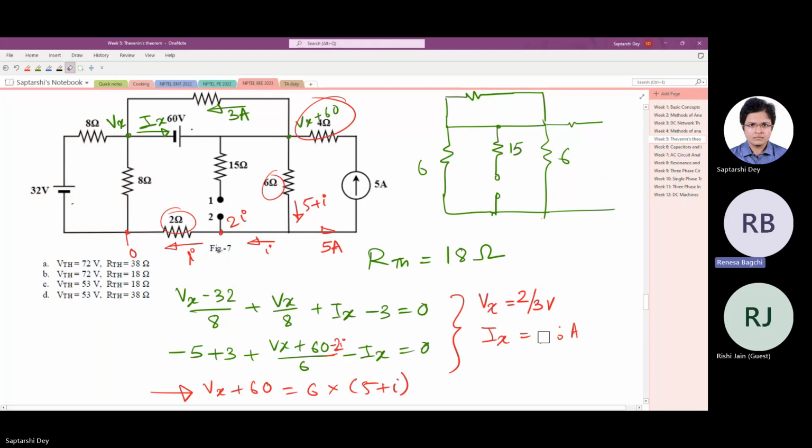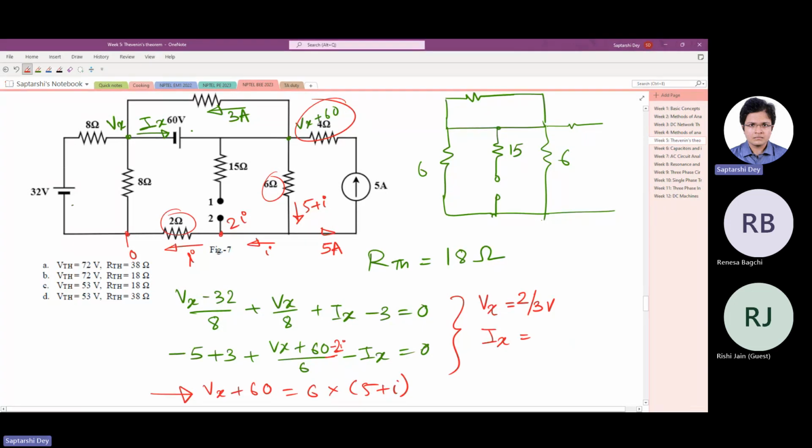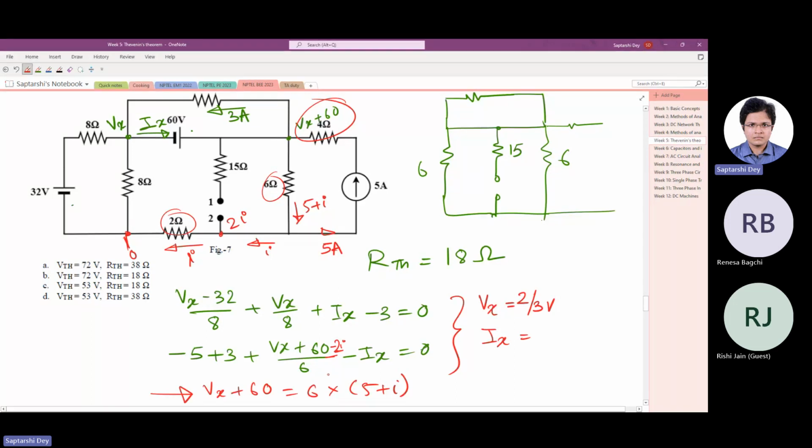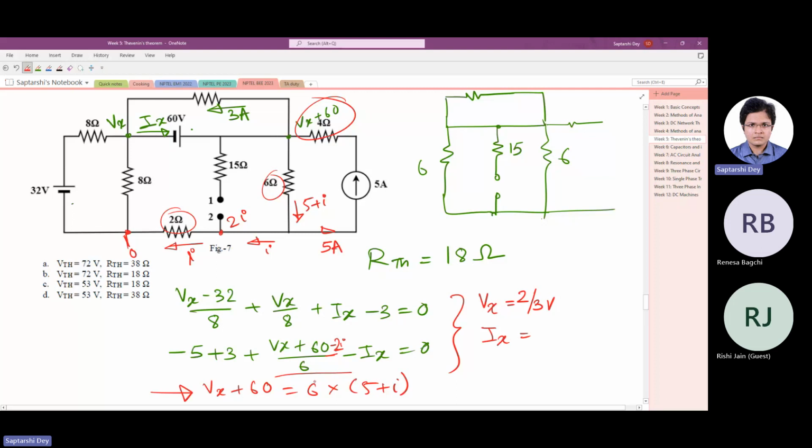So your first equation is correct, right? This was correct. See, what I did is I wrote Vx by 8. So that means I assume this node to be 0. Now, if this node is 0, in the second equation, third term here, I cannot write Vx plus 60 by 6 because this node is not 0 because of this 2 ohm resistance. So I assumed one more current I flowing in this direction. So this voltage is now 2I.